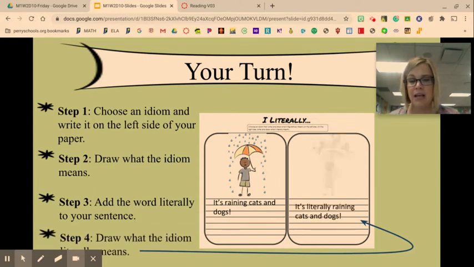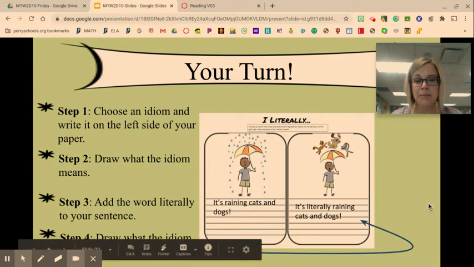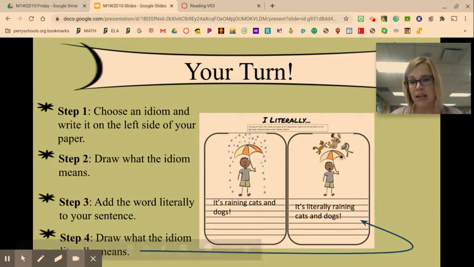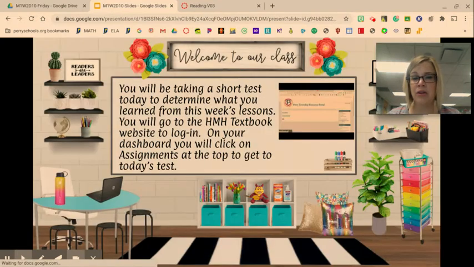And then on the right side, you're going to add the word literally in your sentence. So you would say, it's literally raining cats and dogs. And then you're going to draw what the idiom literally means, and draw your picture of it's raining cats and dogs. So that is your first activity that you're going to be doing today.